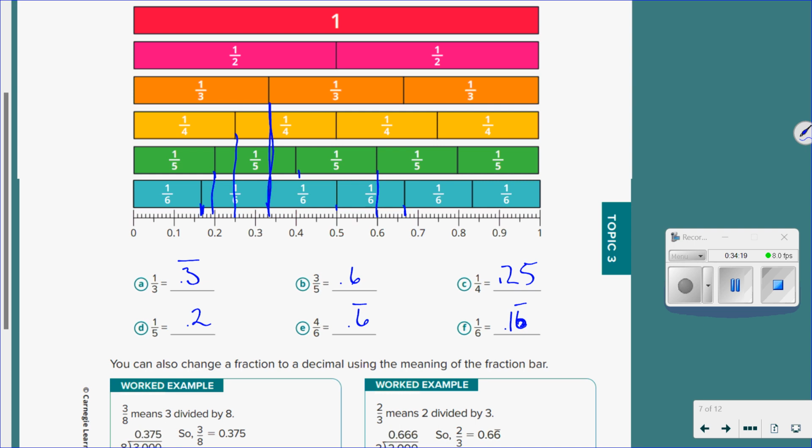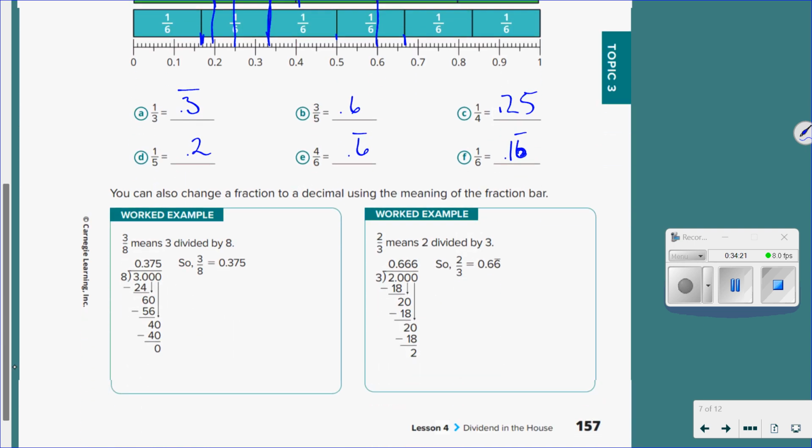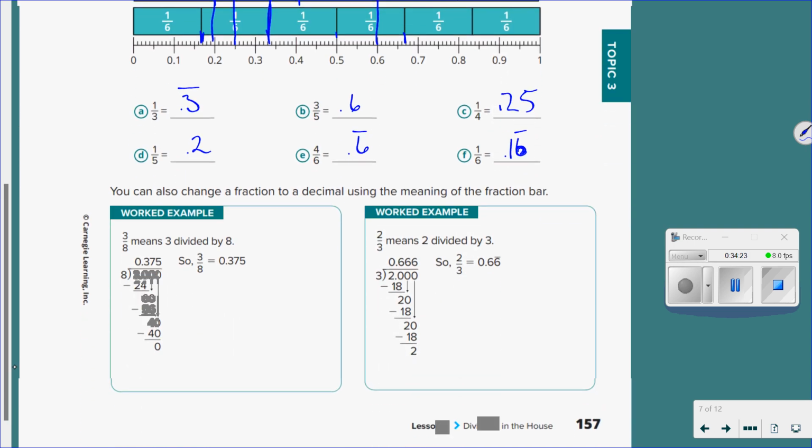Okay? You can also change a fraction to a decimal by using the meaning of the fraction bar. When I look at a fraction, that is literally just a division problem, guys. Now, the one thing that always messed me up as a student was remembering which one goes where. So I actually came up with a little saying to help you guys. When I come from a fraction and I need to write it as a division problem, here's the way I think about it.